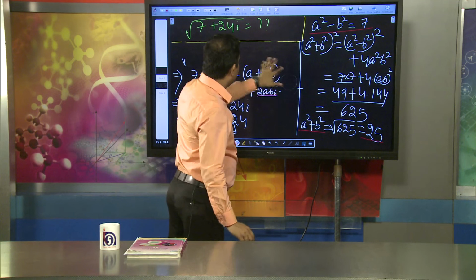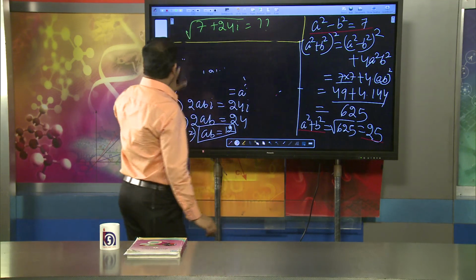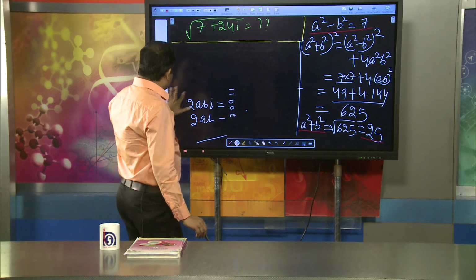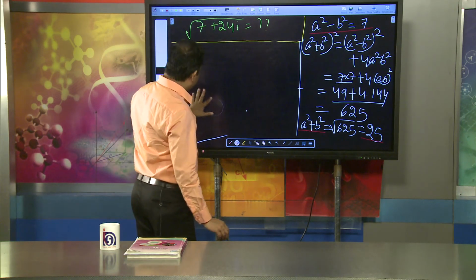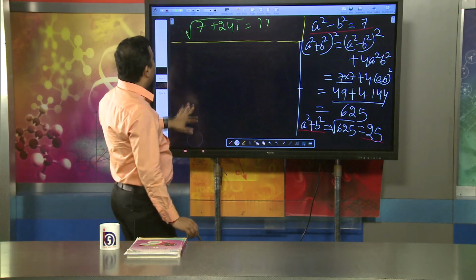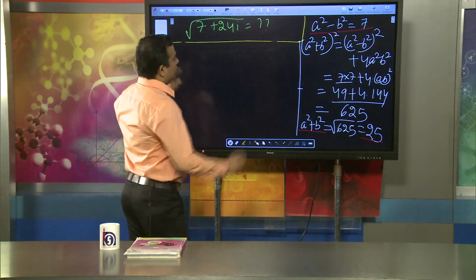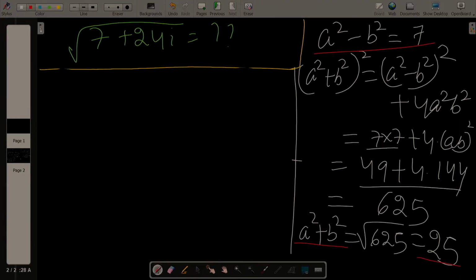And what we have to do here, remember, suppose we are going to find the square root of 7 plus 24i. The thing is, two things we have to find out. One is a square minus b square, which we have to find as 7, and a square plus b square, which we have to find as 25.